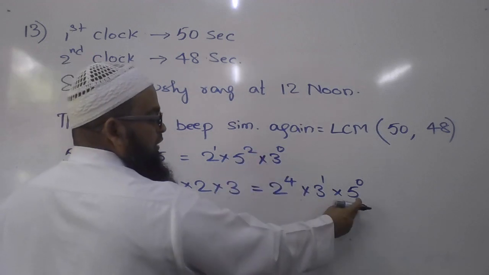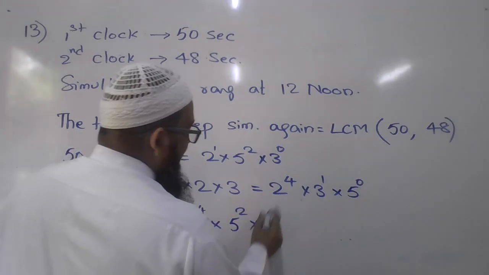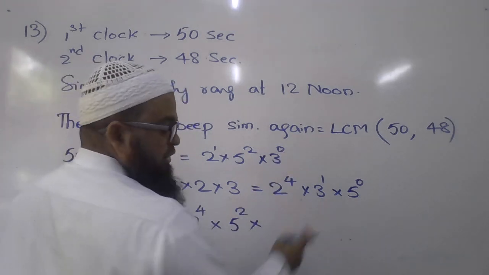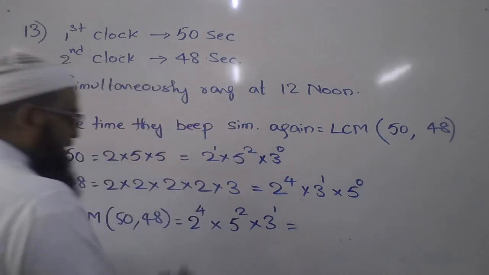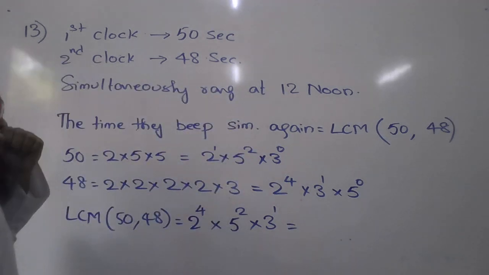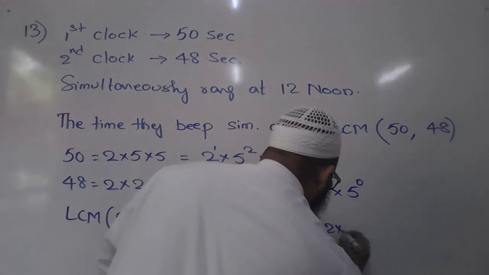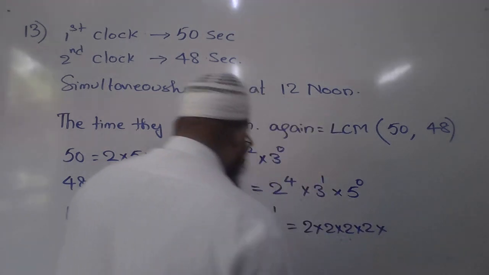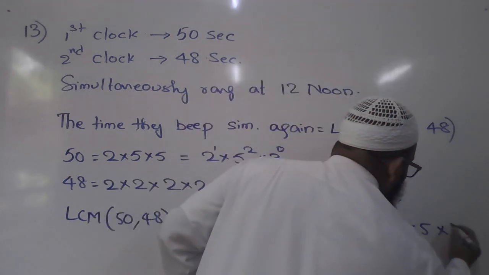5 square and 5 to the power of 0. Which is bigger? 5 square multiplied by 3 to the power of 0 and 3 to the power of 1. Which is bigger? 3 to the power of 1. So that is equal to 2 to the power of 4. I'll make it simple. So 2 times 2 times 2 times 2 times 5 square, 5 times 5 times 3.